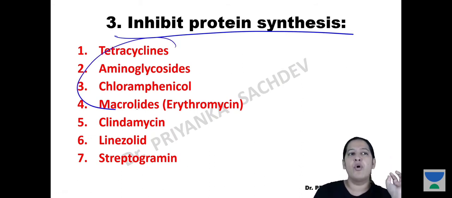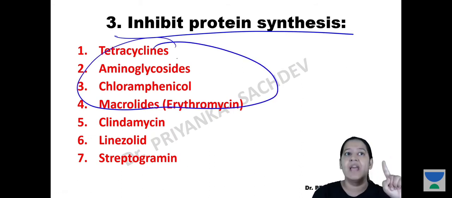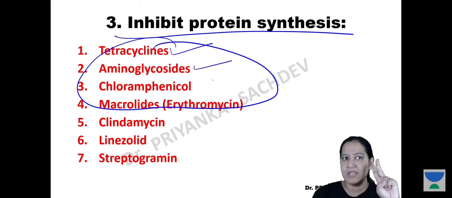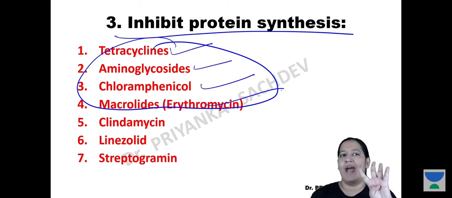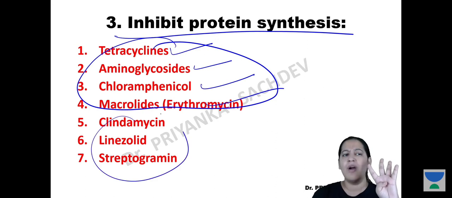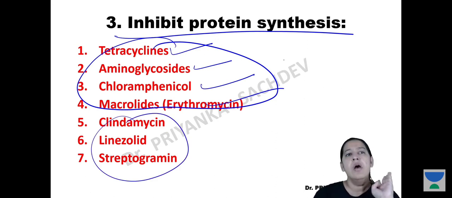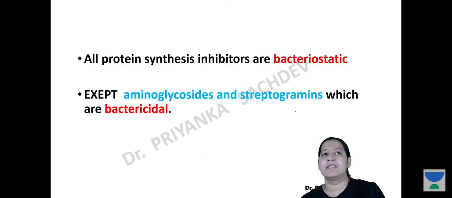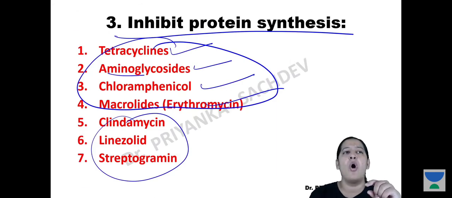So these 4 are important, which we will cover today only. Tetracycline, aminoglycoside, chloramphenicol, and macrolide. So these 4 and these 3 are also there. You can learn them also. So these are protein synthesis inhibitors, and these are bacteriostatic except aminoglycoside. All of them are bacteriostatic.